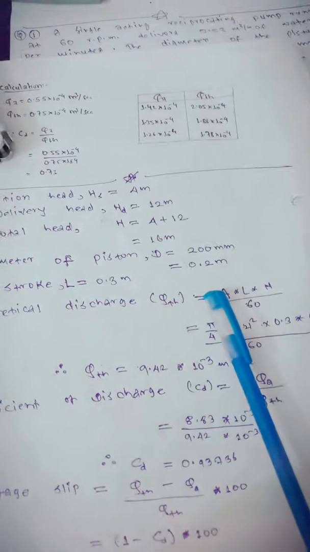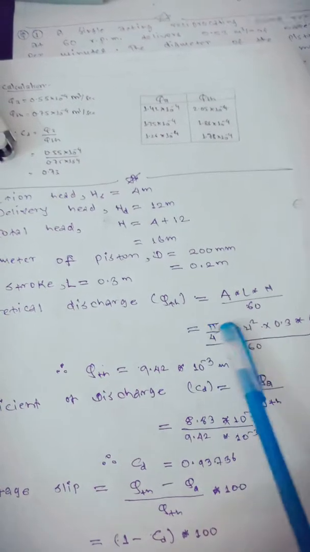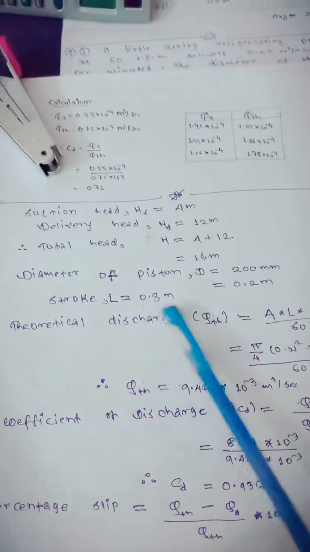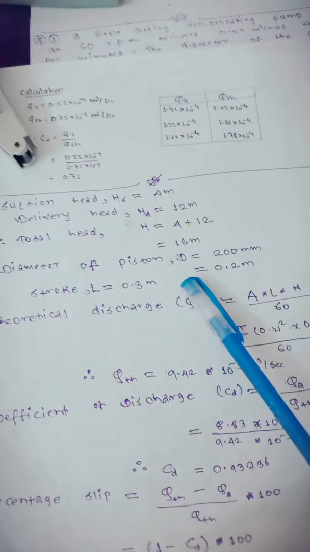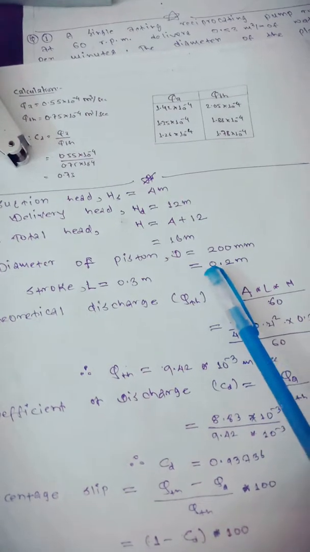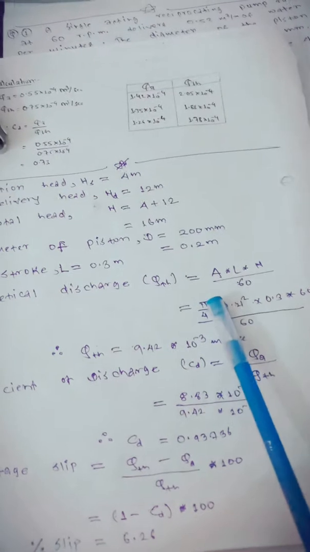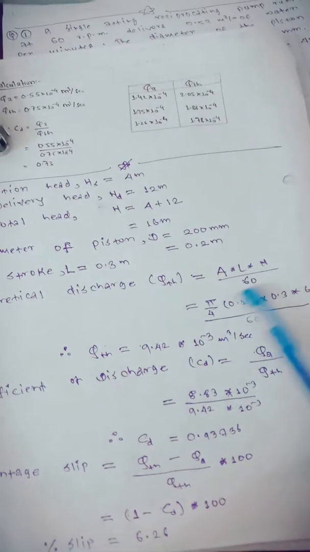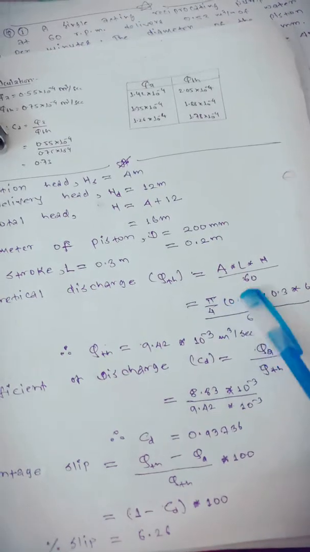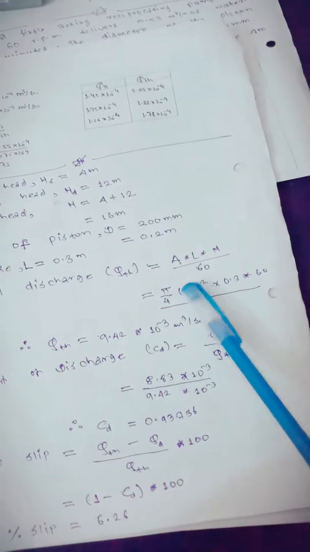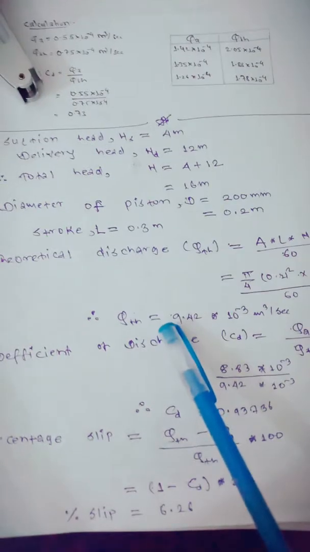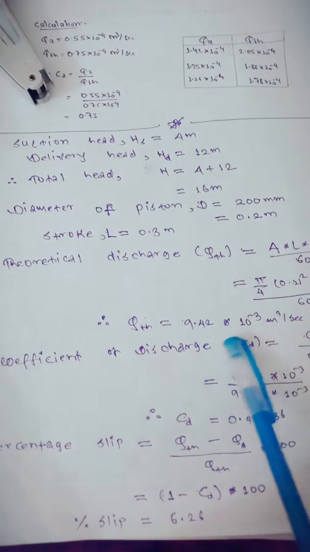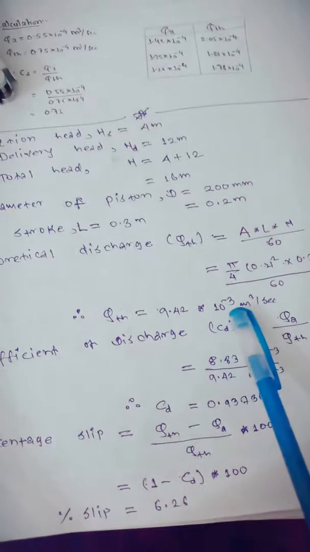How are we going to find the area? Pi d square by 4. To find the area, we use the diameter of the piston, 0.2 meter. In the place of d, we substitute the 0.2 meter value and square it. Then by dividing it by 60, we get the theoretical discharge value equal to 9.42 into 10 power minus 3 meter cube per second.